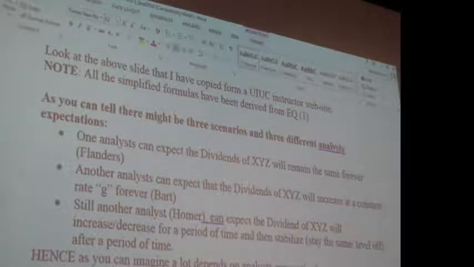The second assumption, which is Bart's assumption, is that dividends do grow, but at a constant rate g forever. g might be 4%, 3%, 2%, 1%. So Bart relaxes the assumption a little bit and says dividends do grow at X%, whatever X is. Finally, Homer's assumption is a little bit more realistic, in the sense that when a company is new, not a very well-known company, okay?